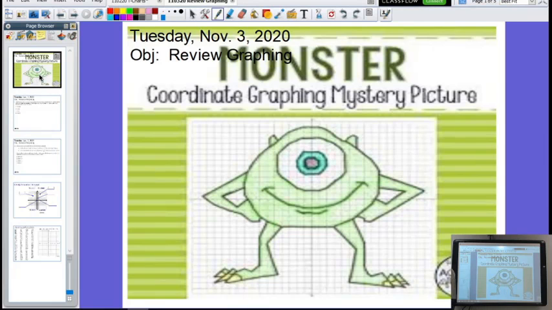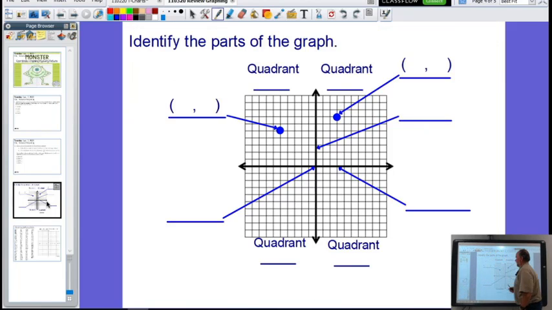Hello students, today we're going to talk about graphing. So this will be our next step in dealing with algebraic expressions. Okay, so let's talk about the coordinate grid.